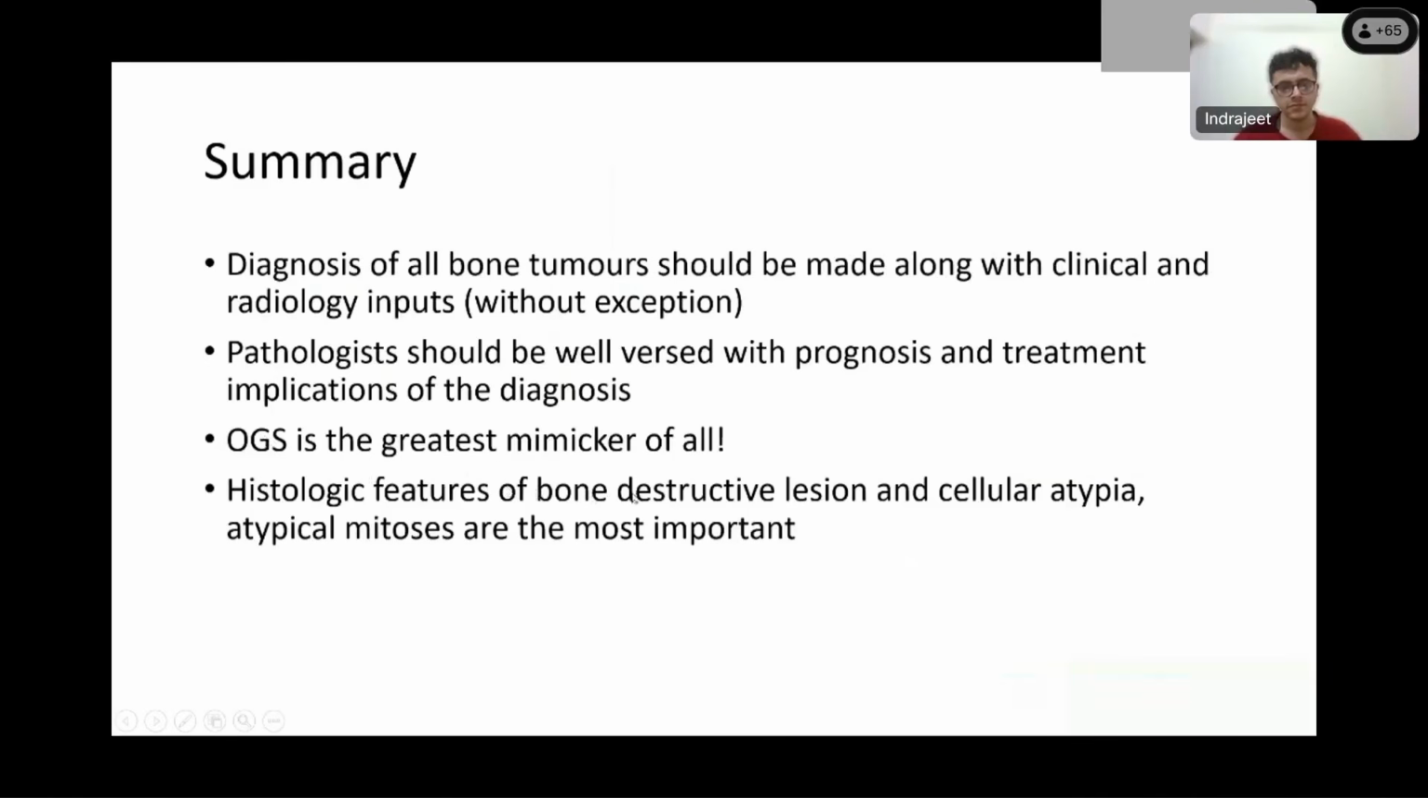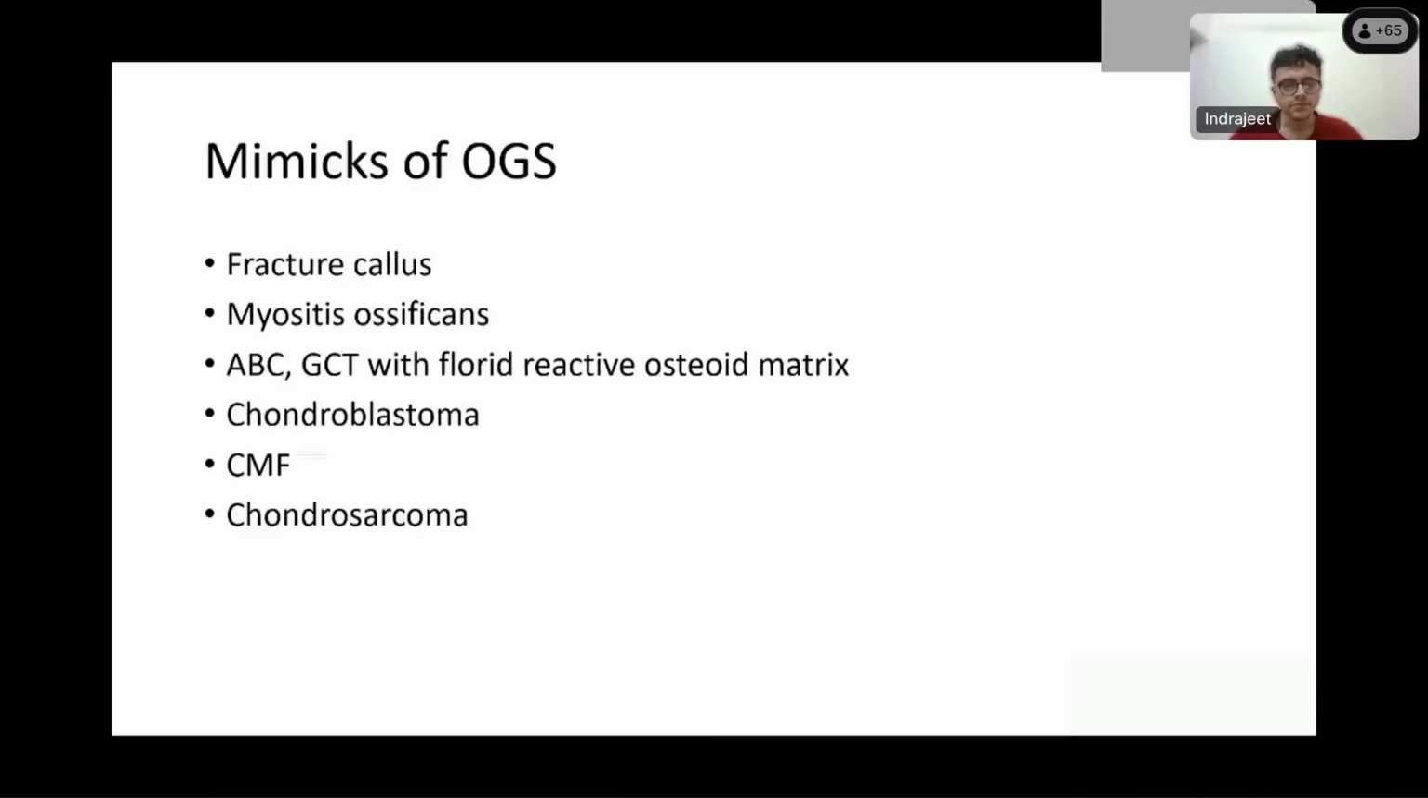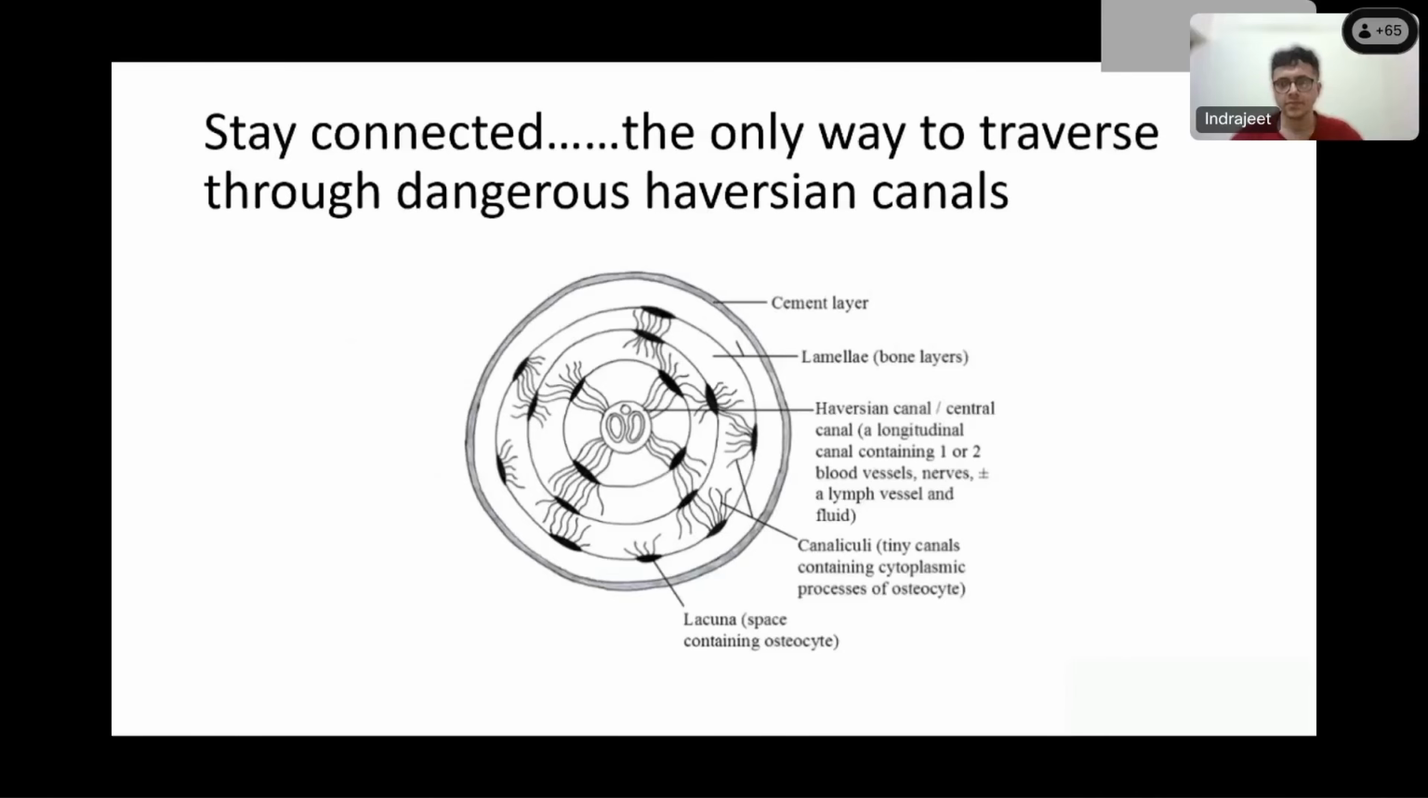Osteosarcoma is the greatest mimicker of all tumors, I would say. Histologic features of bone destructive lesions, cellular atypia and atypical mitosis, are most important, and not the matrix, not the presence of giant cells, not the presence of aneurysmal blood spaces. What defines a lesion is the cells that it is made of. A lot of conditions can mimic osteosarcoma. Be aware of all these conditions, starting from fracture callus, then myositis ossificans, and certain benign bone tumors.